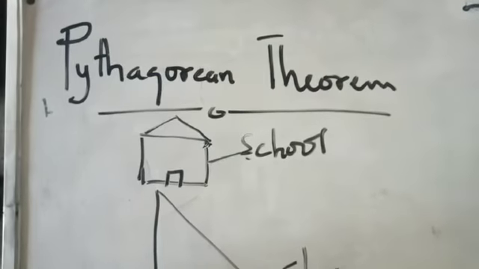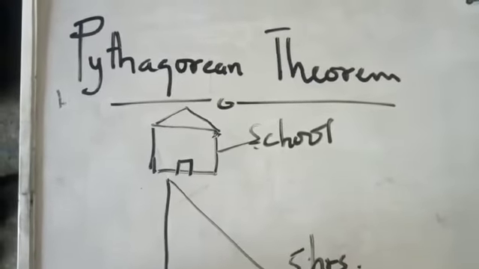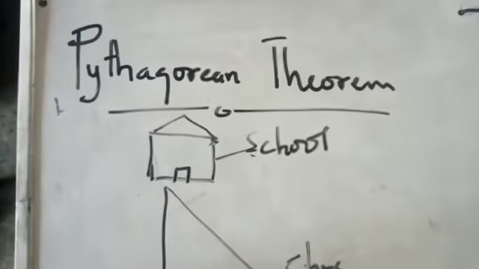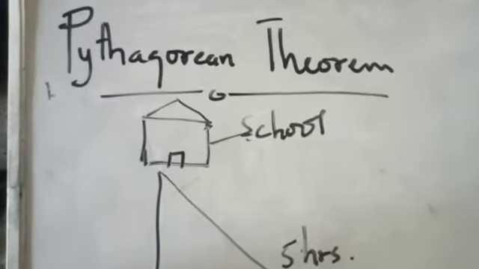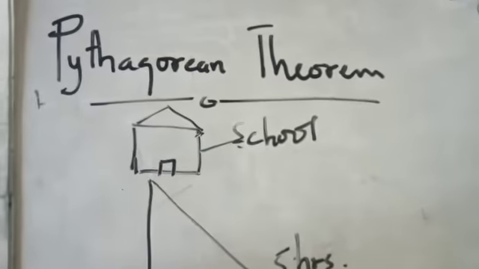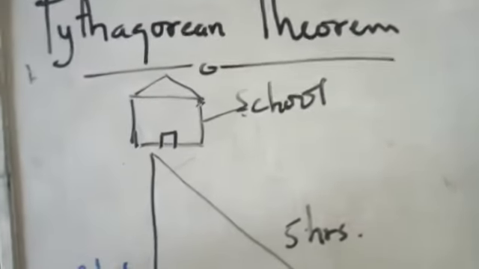We are going to use this simple diagram to explain the Pythagoras theorem. Okay, what is it? It is a law in mathematics. So let's look at how the law works and what are some of the conditions that have to be met before you apply it. So here's a simple diagram.